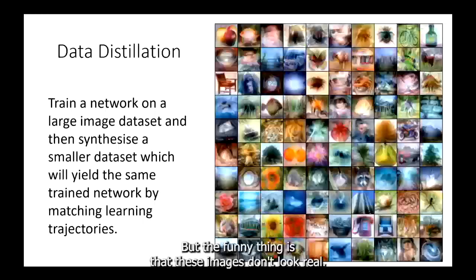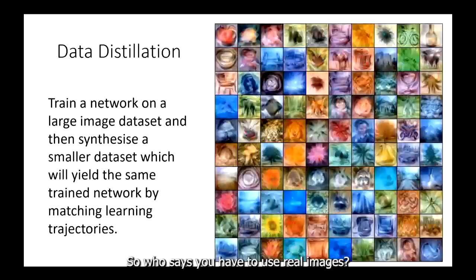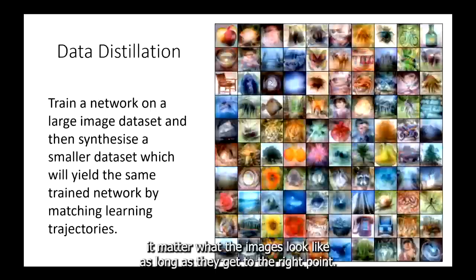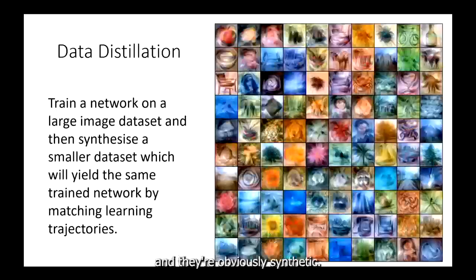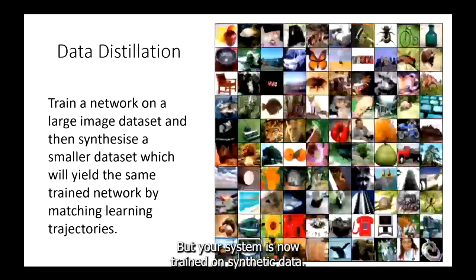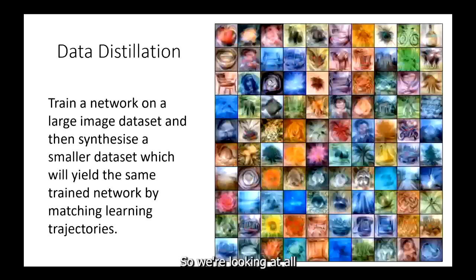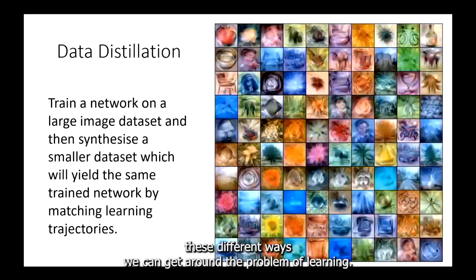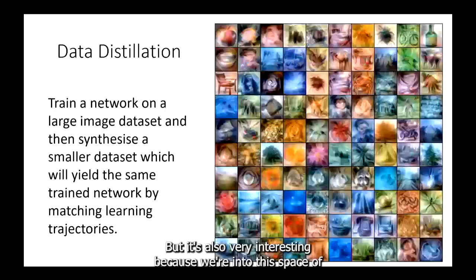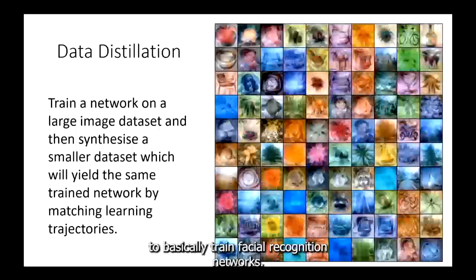But the funny thing is that these images don't look real. So who says you have to use real images? It doesn't matter what the images look like as long as they get you to the right point. And now you've got a whole bunch of things that don't look at all real, and they're obviously synthetic, but your system is now trained on synthetic data. So we're looking at that one now, and I've got a few students and postgrads looking at this technique. We're looking at all these different ways we can get around the problem of learning, but it's also very interesting because we're into this space of creating images. We're not just doing them to make the images pretty, we're doing them for a specific purpose: to train face recognition networks.